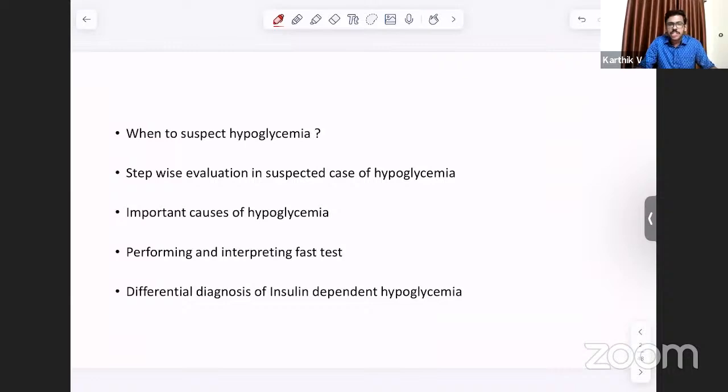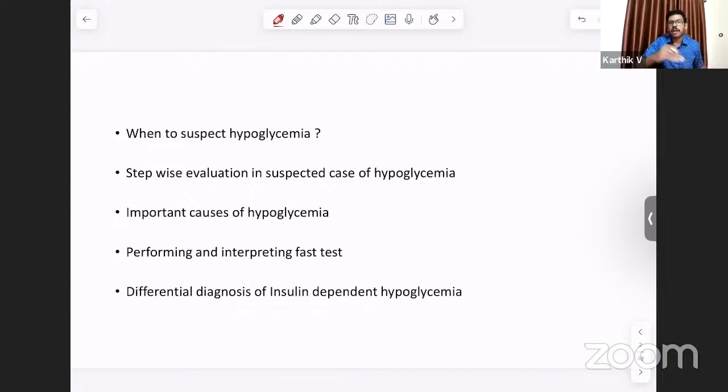As a clinician, these are some of the questions you need to answer when a patient presents with symptoms that could suggest hypoglycemia or low blood glucose: when to exactly suspect hypoglycemia, and in those with suspected hypoglycemia, how to go about the evaluation, right from the history taking to the examination, and finally biochemistry and, if needed, the imaging investigations as well.